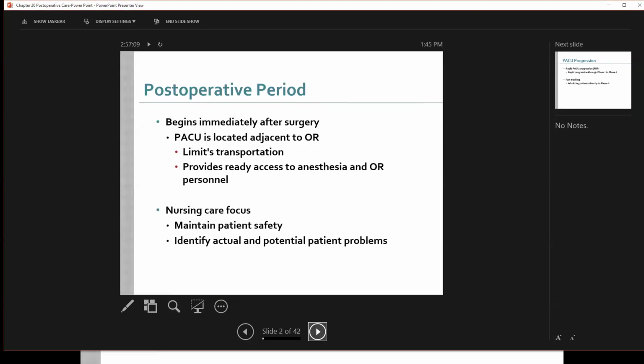The postoperative period, care of the patient following surgery, begins as the patient enters the PACU. The close proximity of PACU to the OR minimizes transportation time and provides the patient and PACU staff with immediate access to anesthesia and OR staff while the patient is recovering from anesthesia. The primary goal of nursing care in the PACU is to monitor the patient for complications of anesthesia and/or the surgical procedure.